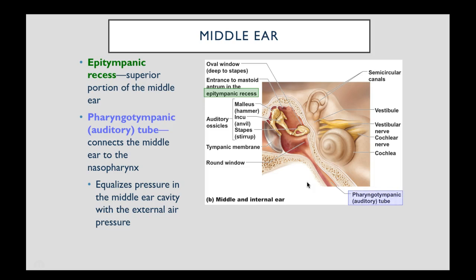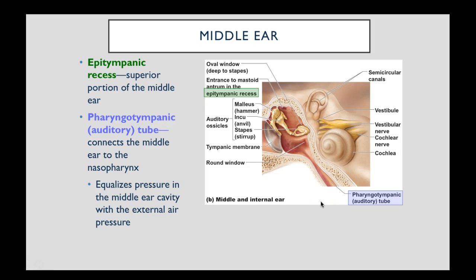We also have our pharyngotympanic tube or auditory tube or eustachian tube. You should know all three terms for this. And this is a tube that we've discussed before in our digestive system. This is connecting our nasopharynx over to the middle ear. And the reason this exists is to help equalize pressure within our middle ear.